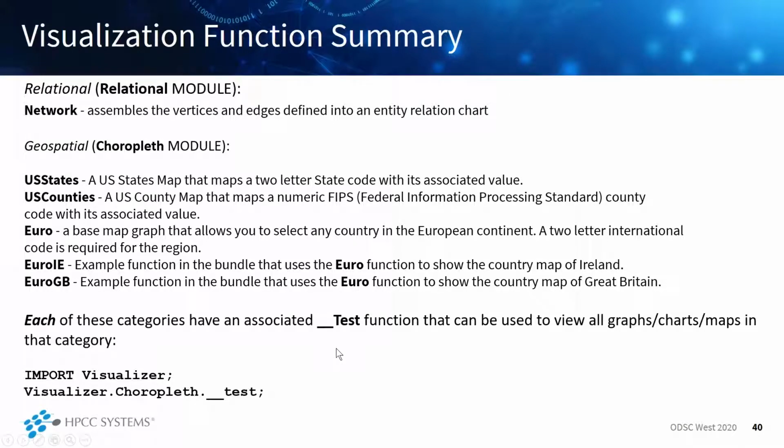Now, here's the beautiful thing. Once you install the visualizer bundle, you simply reference a built-in function called __test, calling the main module of that visualizer, like as you see at the top there, choropleth module, relational module, and then you call the test function, and your sample graphs will automatically be generated for you, so you can shop around. You can say, I want to see what this graph looks like. What does this graph look like? And so on. So you have these test functions that you can run that will allow you to test your system and actually view the graphs that we render for you in the visualizer bundle.